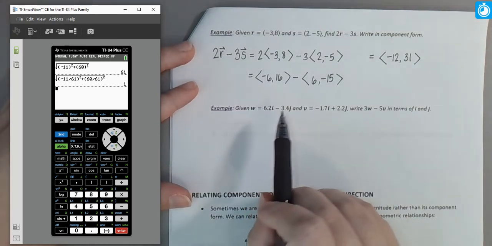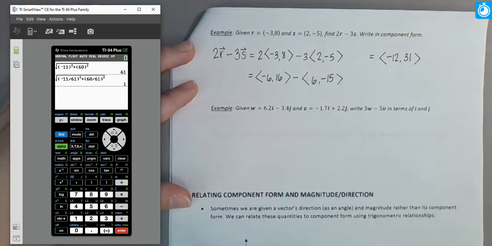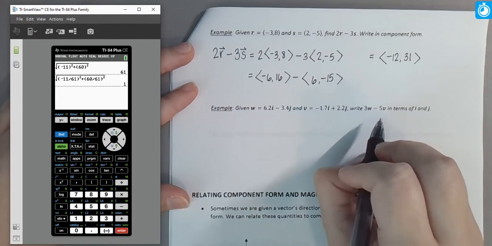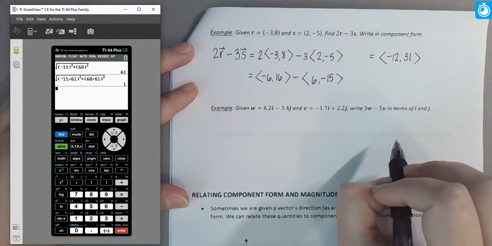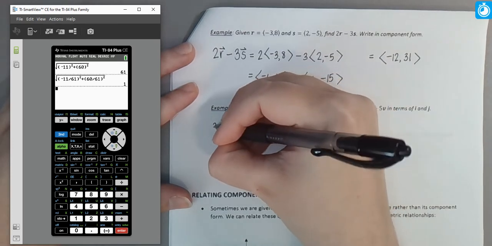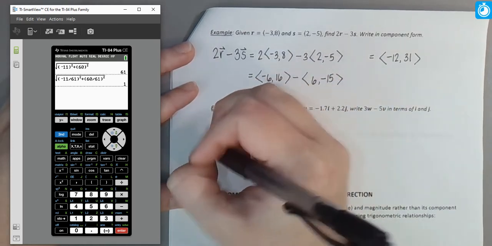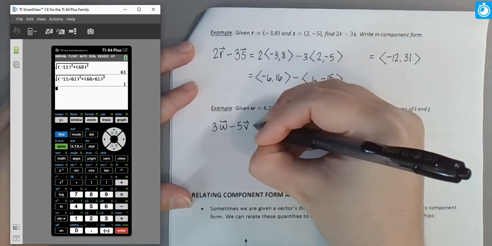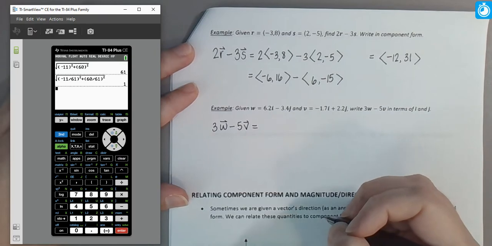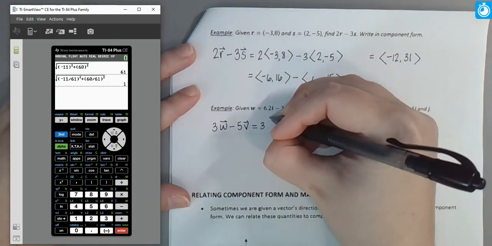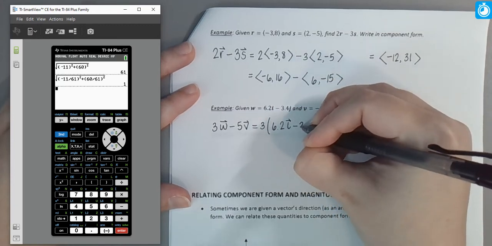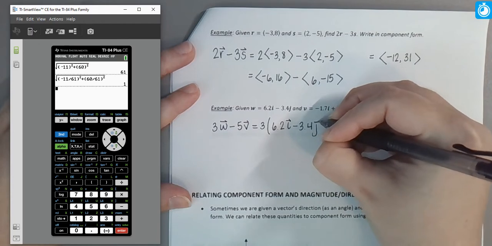Okay, what about one given in unit vector notation? Same idea, it just looks slightly different in terms of how we combine things together. So we want 3w minus 5v, and again we want that in terms of those unit vectors i and j. So let's write down the problem. So 3w minus 5 times v, and we'll just sub in our w and our v. So 3 times w, 6.2 times i, minus 3.4 times j.